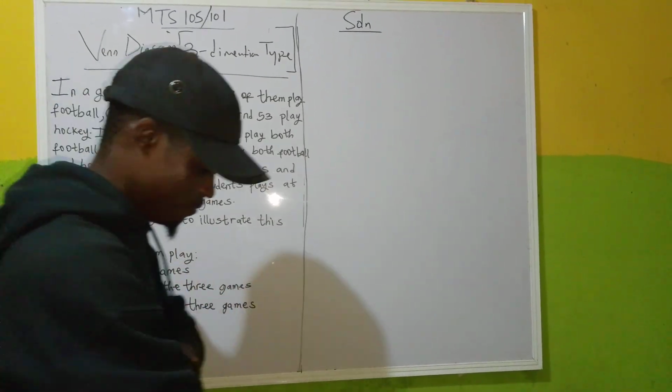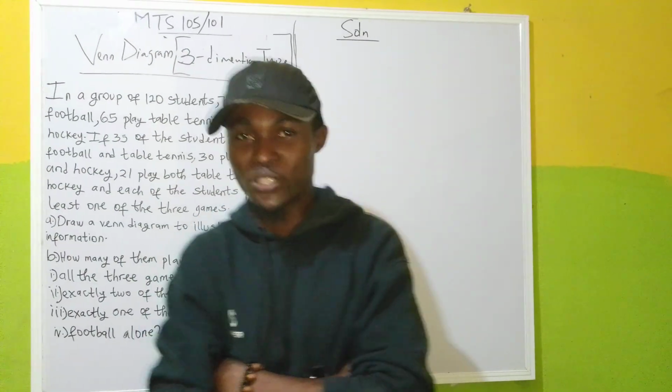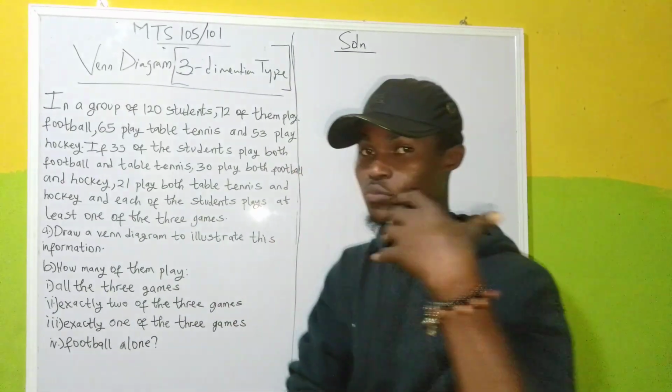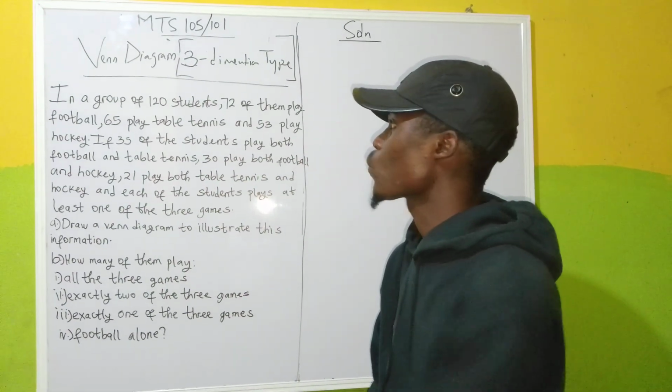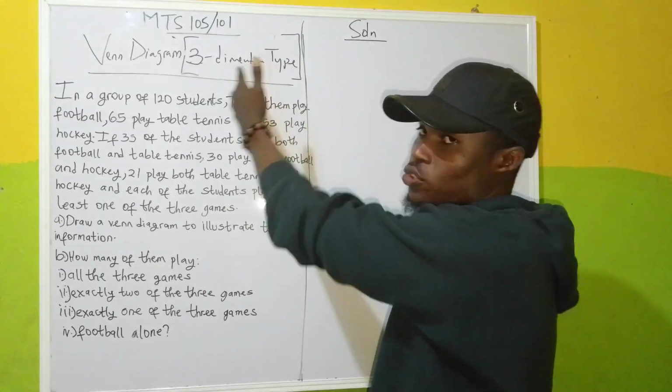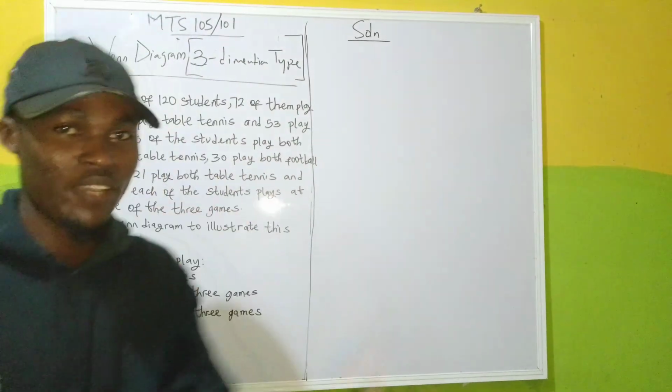Alright, this is where we have the real deal. Yes, this is where we have the real deal. Venn diagram, three-dimensional. Okay, let's get ready.